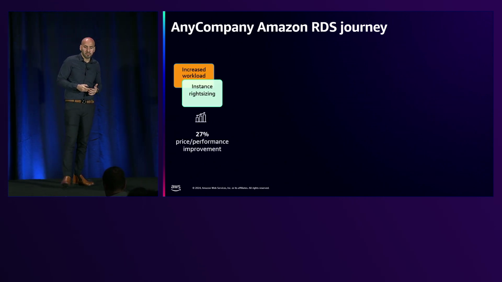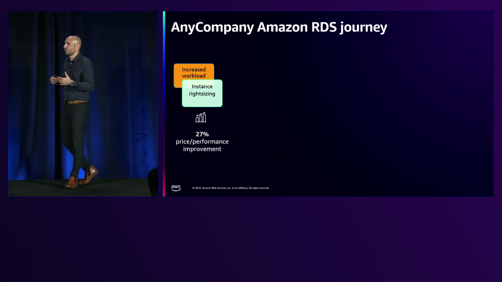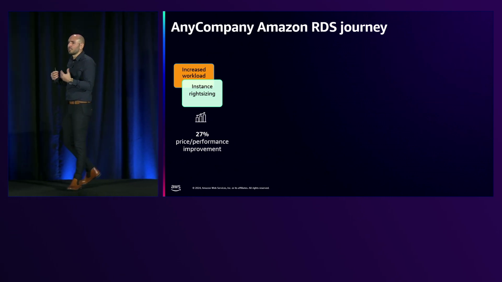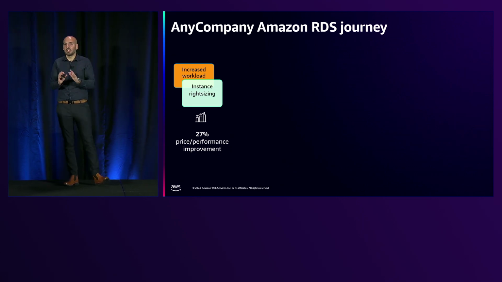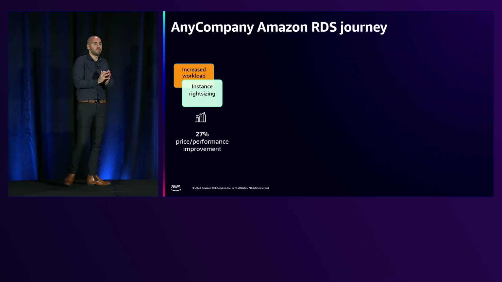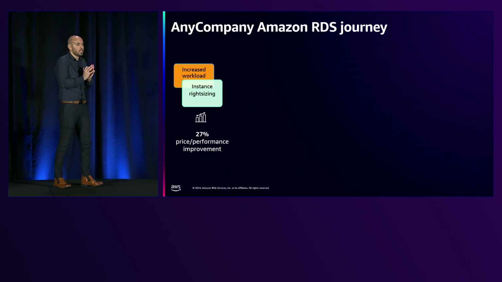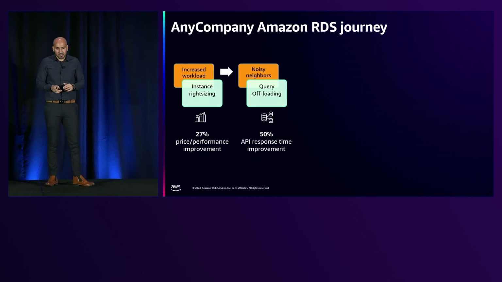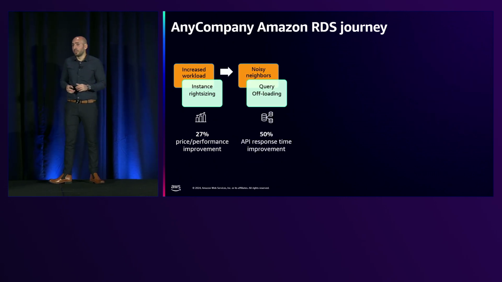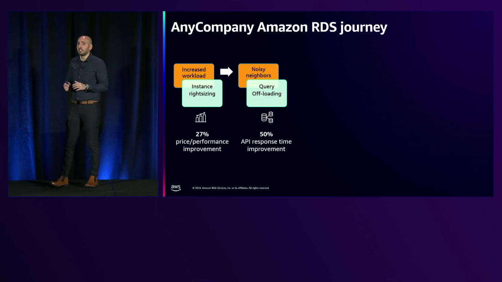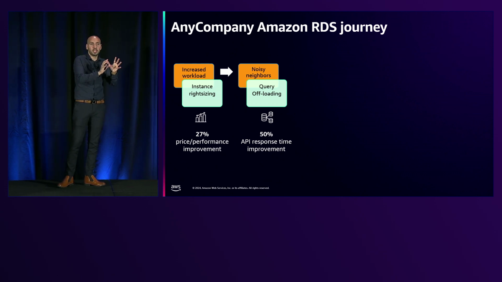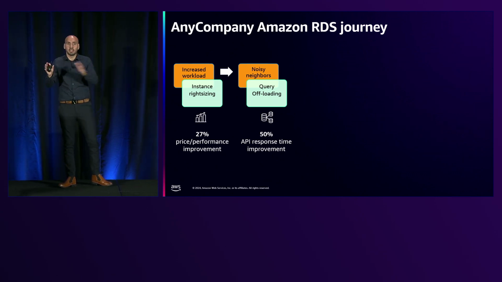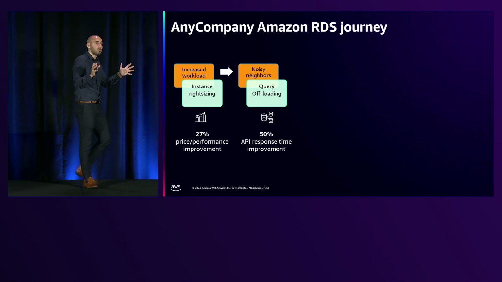So we started with the issue of increased workload due to customer adoption rates. We solved that using instance right-sizing and specifically by using Graviton, the latest Graviton innovation, and that provided improved price performance. Later, we had the issue with noisy neighbors, and we solved that by offloading the reporting queries into a Read Replica. So now both the core customer application and the reporting queries can run together smoothly without interfering with each other.